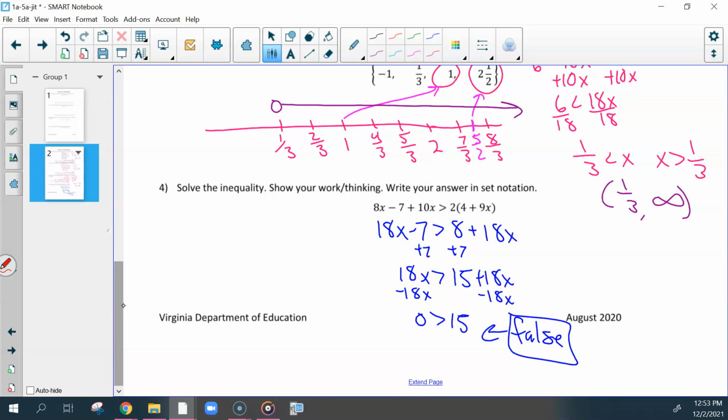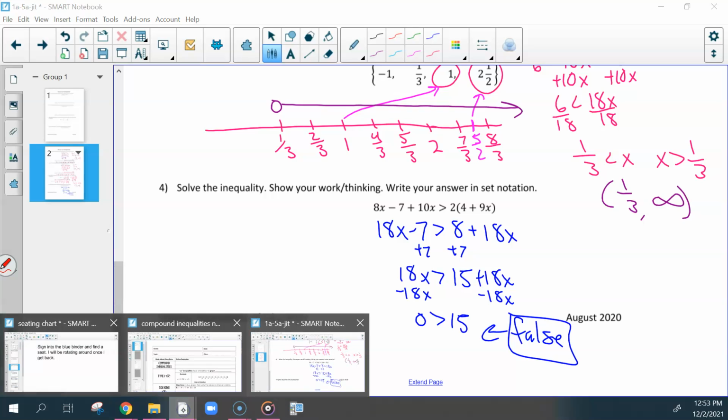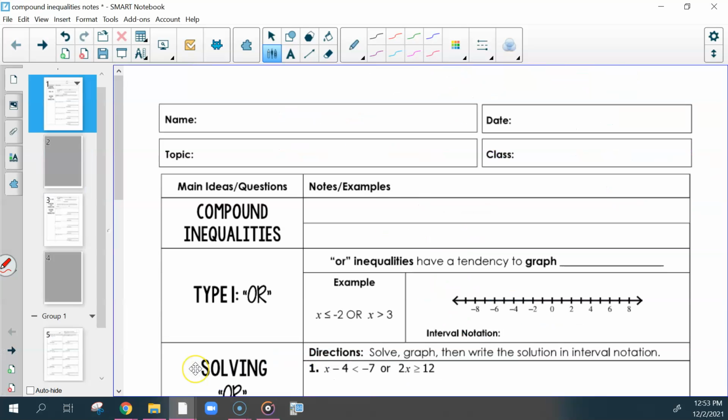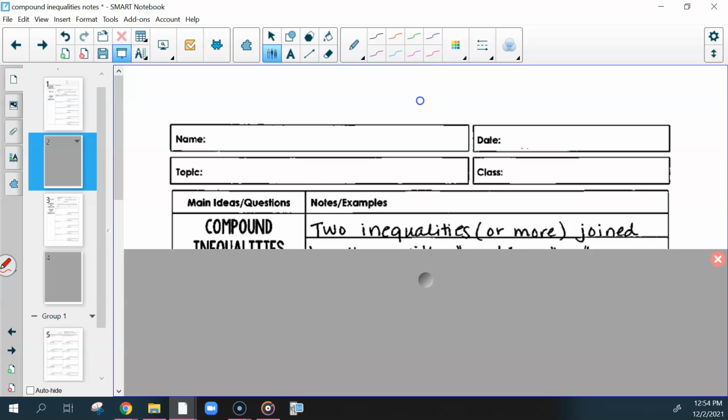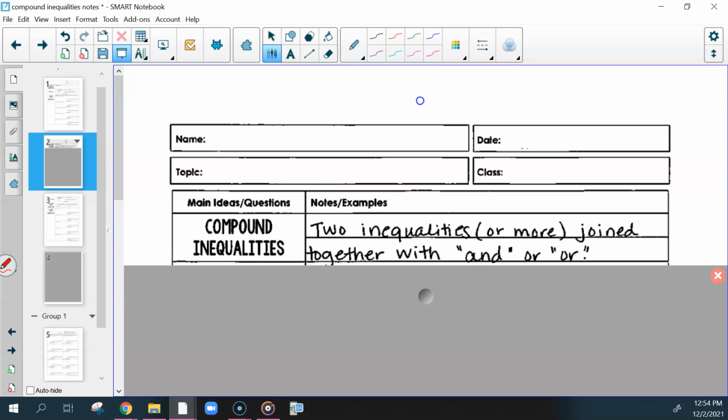So last class we talked about how to solve multi-step inequalities. Today we're going to take that a step further. So you should have these notes on your desk, the ones that say compound inequality. What's a compound inequality? It is two or more inequalities joined together with and or or.